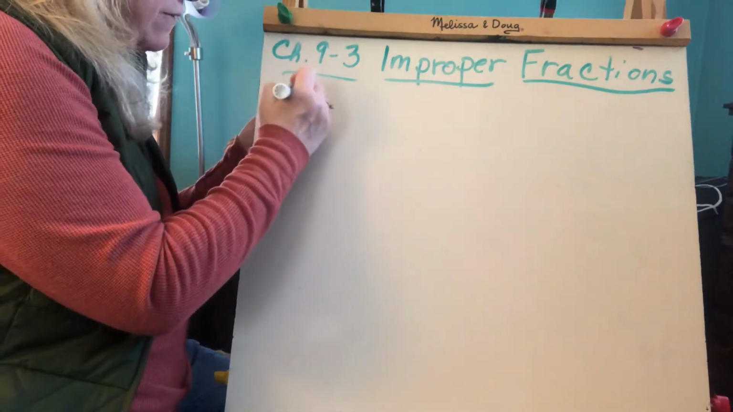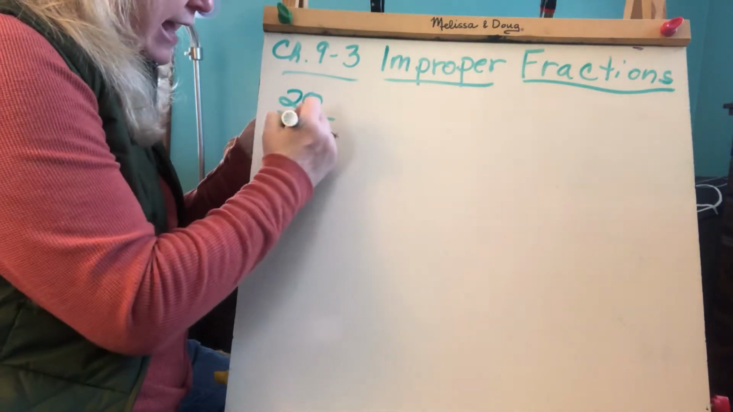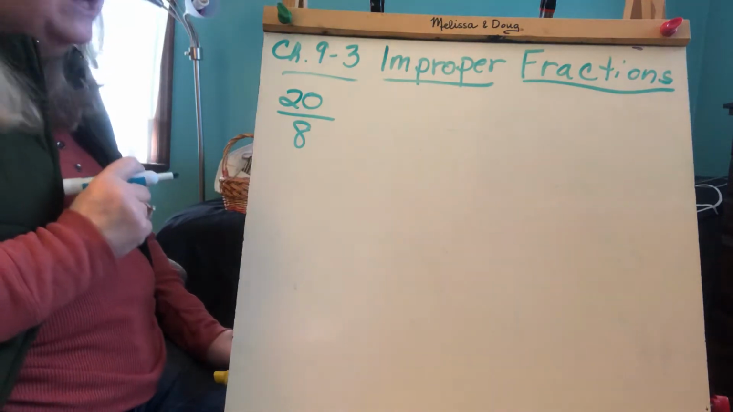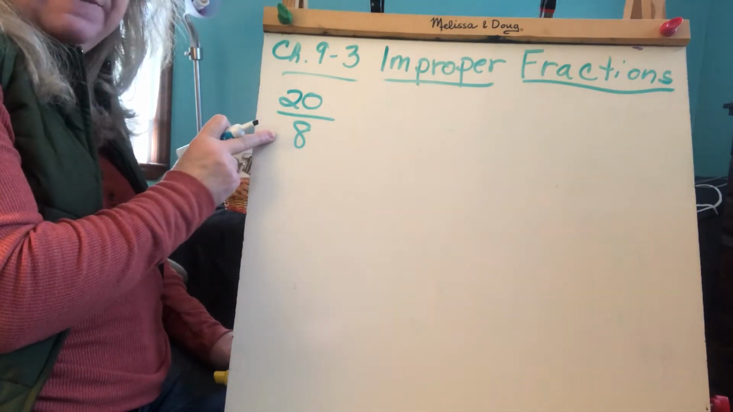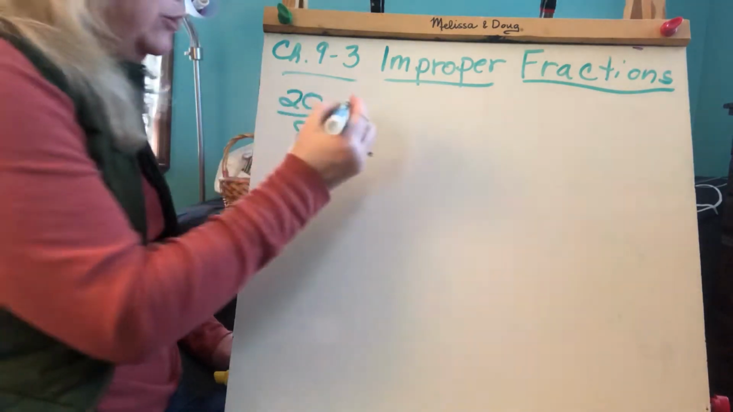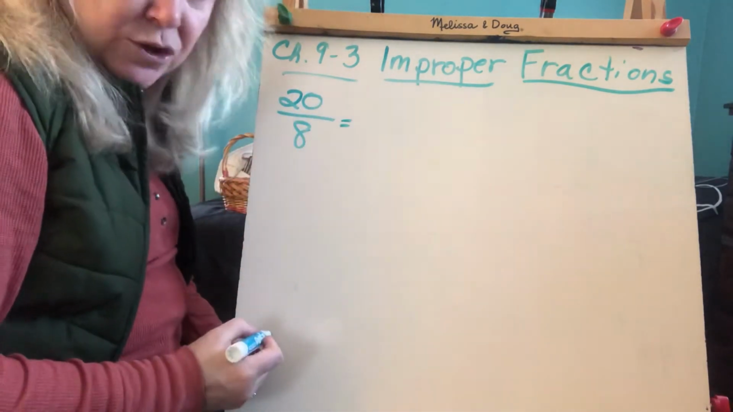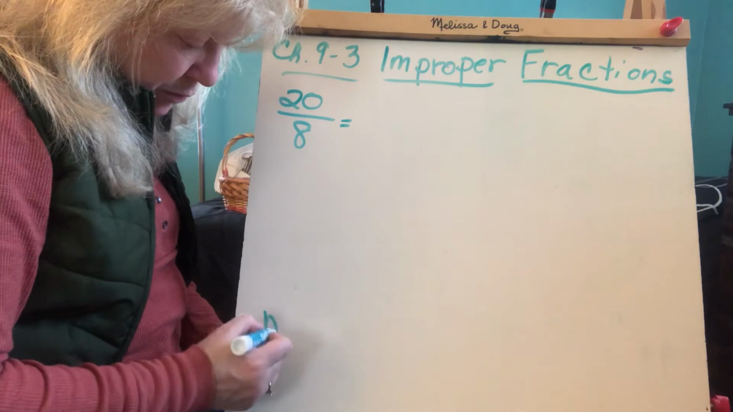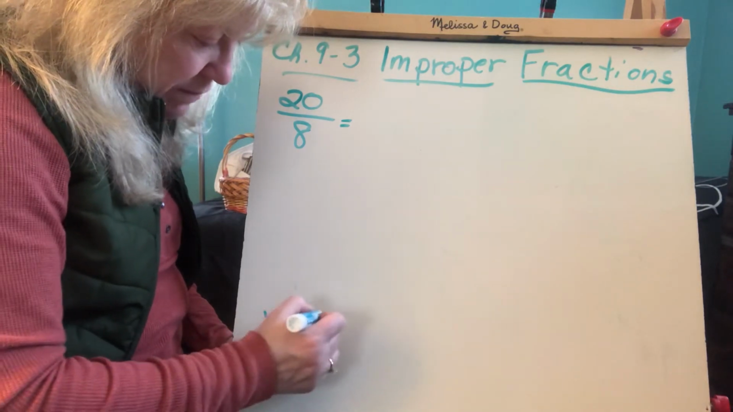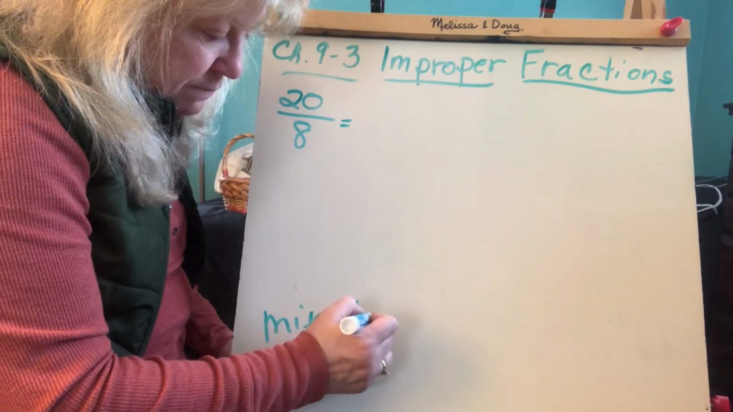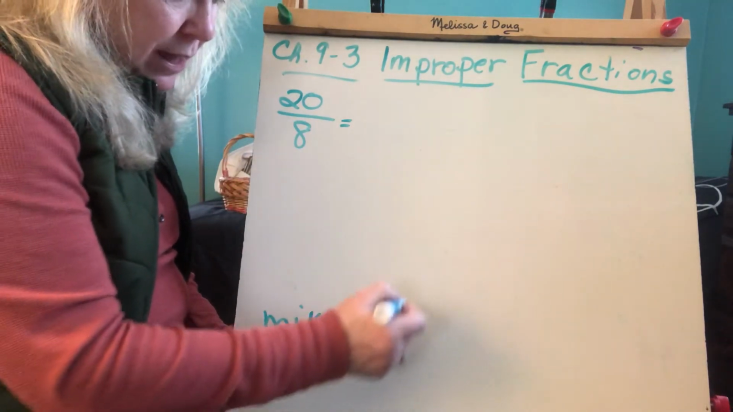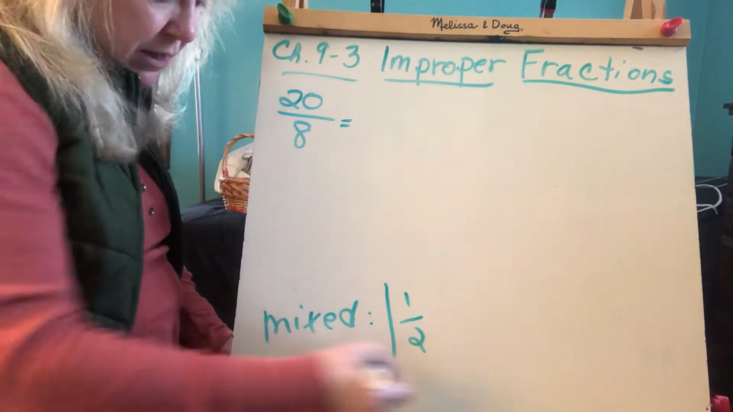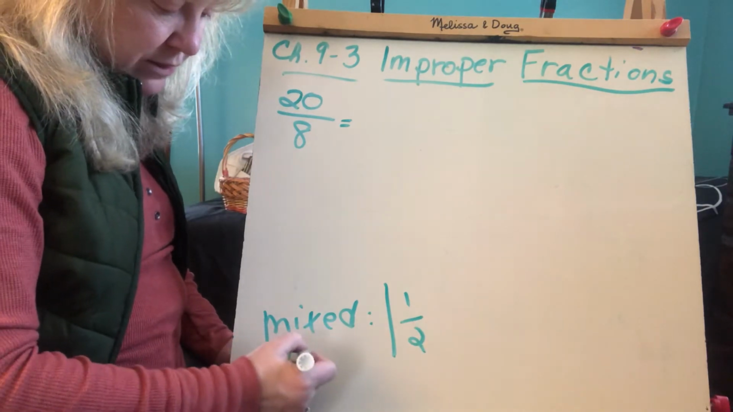Let's say you were given 20/8. Now we know that this is an improper fraction because the numerator is larger than the denominator. So you have to convert it into a mixed number. Now we already talked, I'm going to put it down here, about what a mixed number was. We've talked about that before. And a mixed number is a mixture of a whole number and a fraction. So this would be an example of a mixed number.